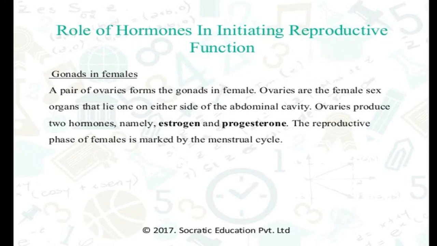Talking now about the gonads in females, a pair of ovaries forms the gonads in females. Ovaries are the female sex organs that lie one on either side of the abdominal cavity. Ovaries produce two hormones, namely estrogen and progesterone. Estrogen is a female sex hormone produced by the ovaries and the adrenal glands, in very small quantities regulated by body fat, whereas progesterone is a female sex hormone produced in large amounts during and after ovulation that prepares the uterus for the implantation of a fertilized egg.